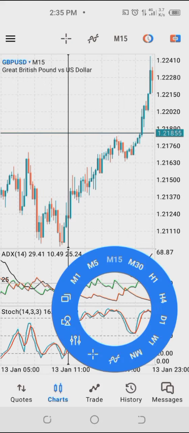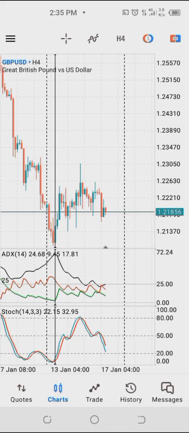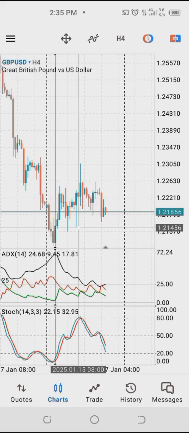Okay, now where do you take your profits? You're going to go over to the H4 time frame. You wait for the H4 stochastic to touch the 80. Okay, so that is for a buy. The H4 stochastic would move to the other extreme, which is 80. Then you take your profit.